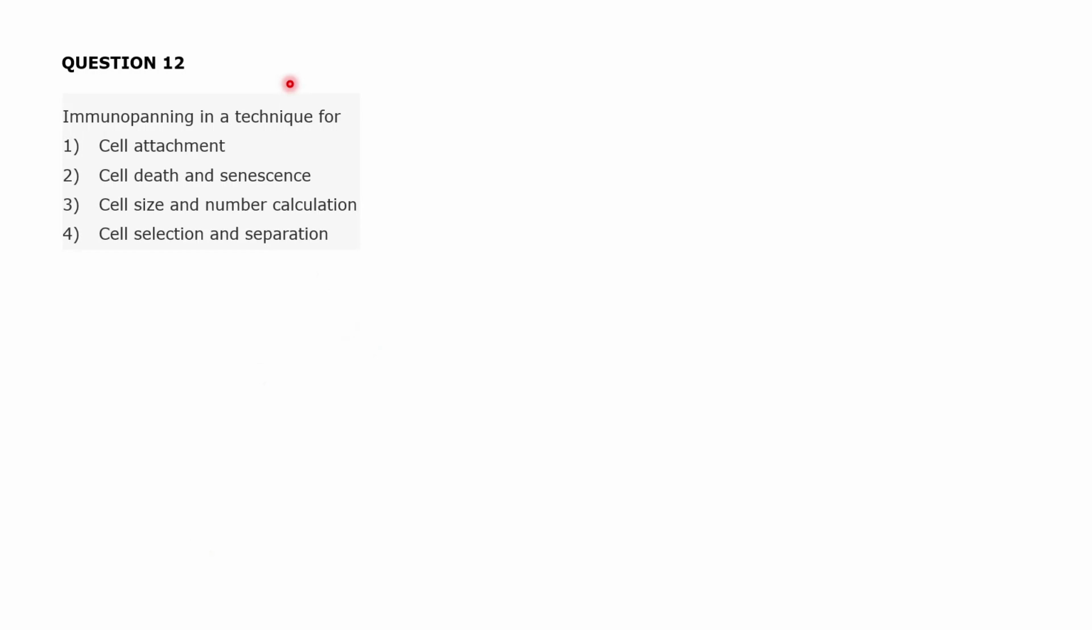Immunopanning is a technique used for cell attachment, cell death or senescence, cell size and number calculation, cell selection and separation. Which might be the answer? Okay, I am getting option number 4. We have discussed this before. So you are right, the answer is selection as well as separation.